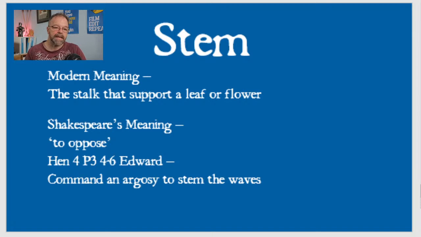And so a great example of that is in Henry VI, Part 3, Act 4, Scene 6, where Edward says, "Command an argosy to stem the waves," to oppose the waves, to hold them back. So, again, if you aren't aware that word has two meanings, you might not realize it. In that particular line, you might pick up what the meaning was based on its context. And an argosy is a large merchantman. So, command a large merchantman to hold back, to oppose the waves. So, get a big guy to try and hold the waves back and see how that goes.